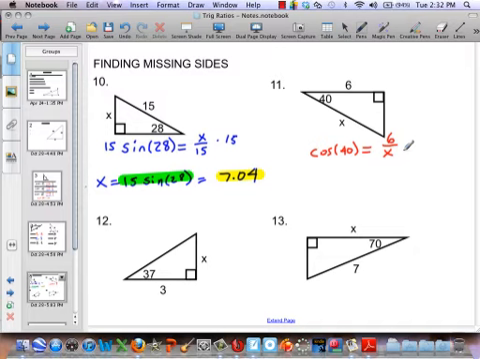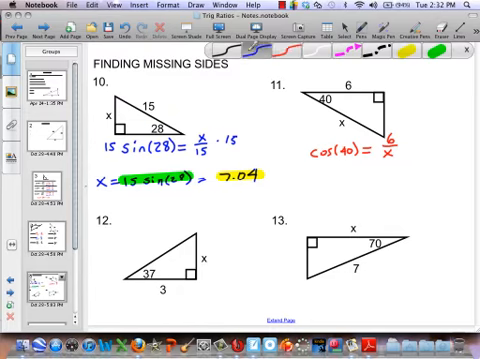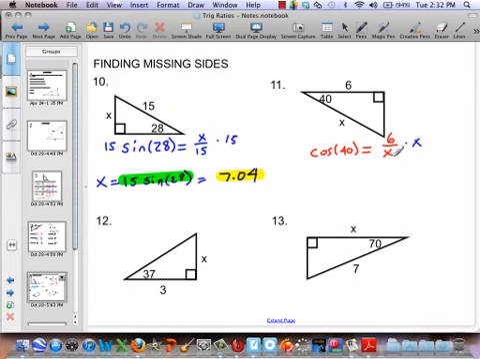So in doing so, if I multiply by x over here, and multiply by x over here, these two x's will cancel, and I'm left with x times the cosine of 40 equals 6. And then finally, how do I get x by itself now? What do I have to do? Divide by what? No. Cosine.